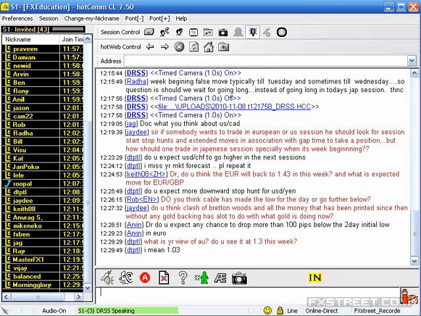Then Arvin, do you expect any change in drop more than 100 pips below the second day initial low? I am not expecting a big drop in the case of euro. Then DDP, what is your view on Australian dollar? Do you sell it 1.0?